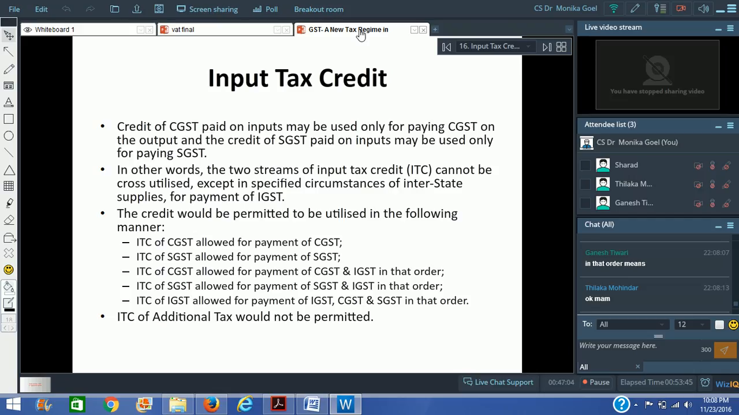Now, if I have got CGST credit, I am going to utilize it first for the purpose of making payment of CGST. But if anything is left out, then I will utilize it for the purpose of making payment of IGST. Similarly, for SGST, if I have got SGST credit, I will first utilize it for the purpose of payment of SGST and then for the purpose of IGST. If I have got IGST credit, I will first utilize it for the purpose of payment of IGST, then for CGST and then for SGST. Yes, only if any balance remains.